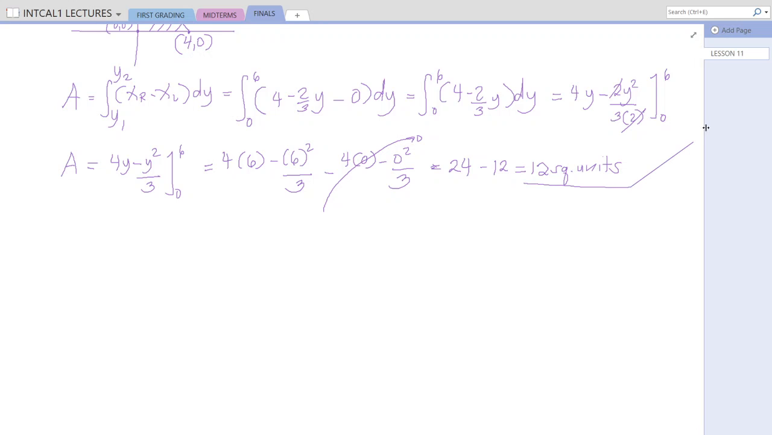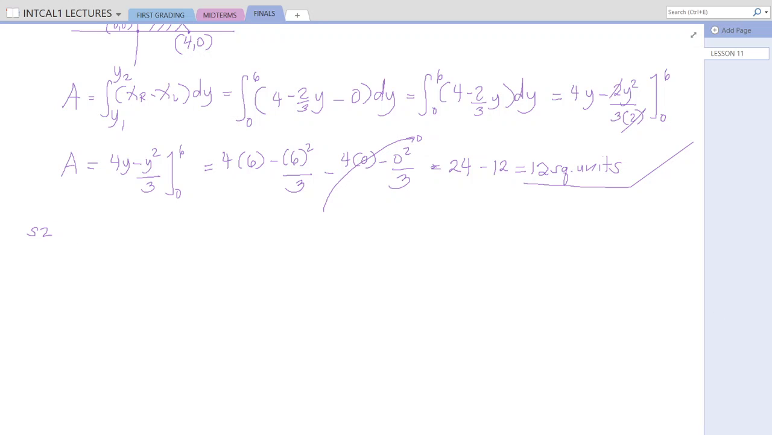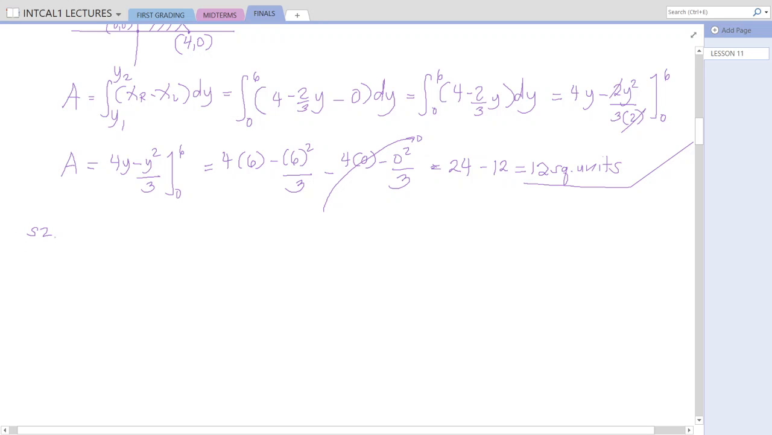So having that, we may now use solution 2, which is the vertical strip. Having solution 2 now using vertical strip, we have to arrive at the same answer, so the area there is supposed to be equal to 12 square units also. So we have to prove that it is also equal to 12 square units.